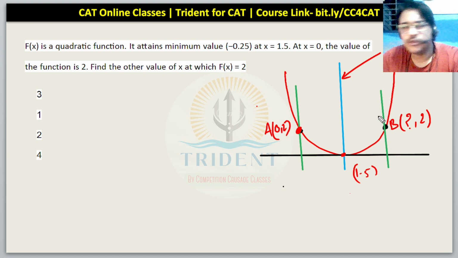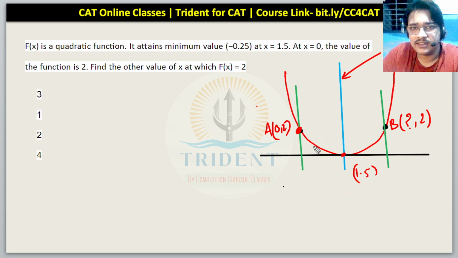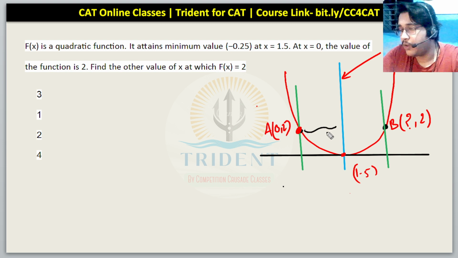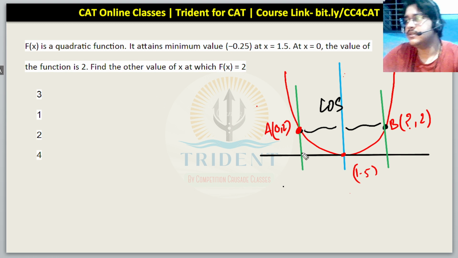You don't have to use the distance formula or anything of that sort. It is the same idea I just mentioned: these points are going to be equidistant from the line of symmetry. Remember that this blue line is the line of symmetry. So you have to tell me the answer now. From 0 to 1.5 is a distance of 1.5, and from 1.5 the other distance is obviously going to be 1.5. So from 0 it will be 3. The x coordinate will be 3. The answer to this question is 3 itself.